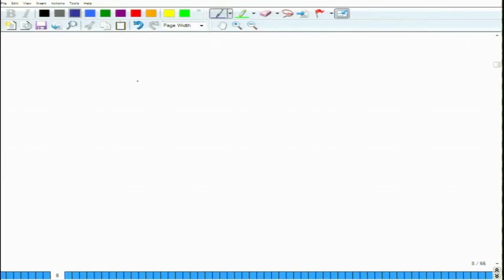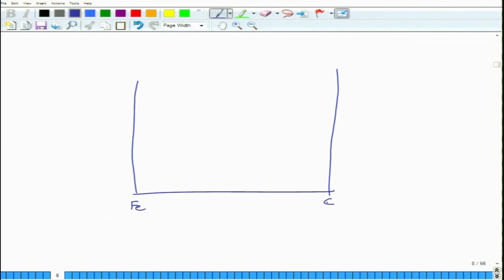So if I draw the phase diagram of steel, this is iron, this is carbon. Steel has a eutectoid reaction. I will only draw the low temperature reaction. So this is alpha, this is alpha plus gamma, this is gamma plus Fe3C, and this is alpha plus Fe3C.